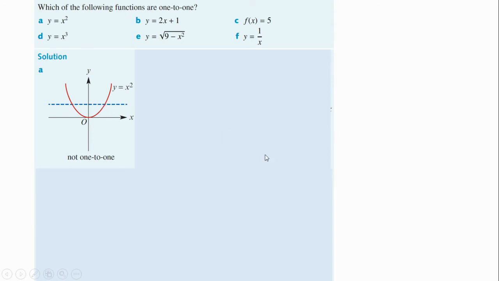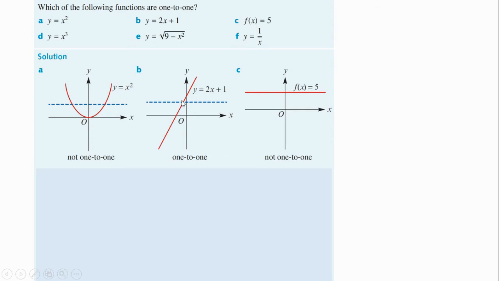Sometimes you can visualize them in your head before you draw them. Probably for B, you can visualize that in your head and we don't need to draw it. Hopefully you'll know that that is a one-to-one function. It only crosses the line at 1 point just here. This is a weird one. This is the line y equals 5. If we apply a horizontal line there, the whole of the graph will be that dotted line. So this is not a one-to-one function.